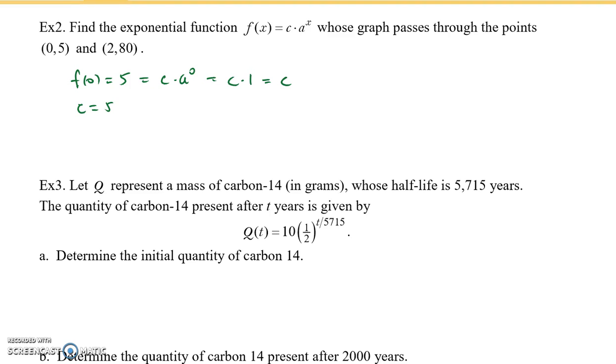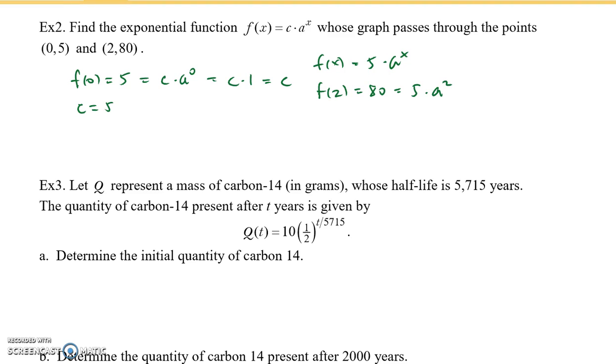The second point should allow us to find a if we include now the value of c that we found in the first step. So what we have thus far is f of x equals 5 times a to the x power. If the graph passes through the point (2, 80), it means that f of 2 is equal to 80. But f of 2 would also be represented as 5 times a to the second power. So what we have is the equation 80 equals 5 times a squared.